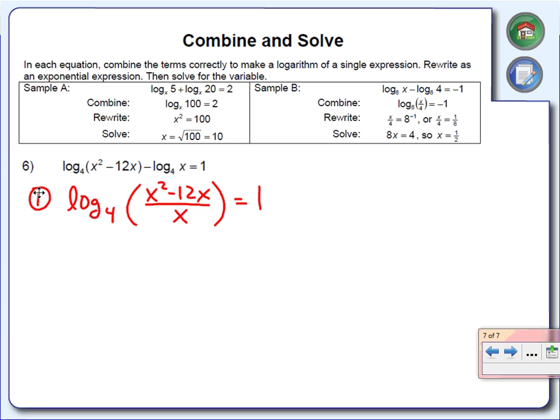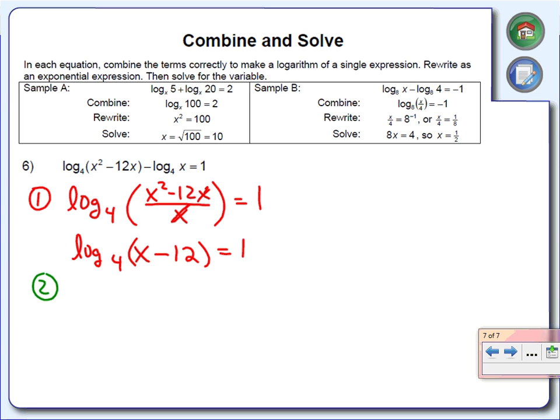Alright, so let me go ahead and divide those out. If I divide x squared minus 12x by the x, first of all, the x squared divided by x is simply x. A negative 12x divided by x, well, all that's going to happen is that these x's right here are going to cancel each other out, leaving us with a 12. So in other words, x squared minus 12x divided by x now becomes x minus 12. Of course, it's still equal to 1.